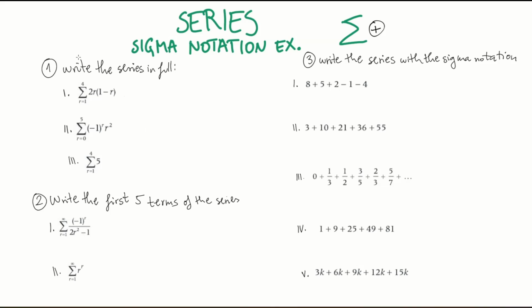Our first exercise says write the series in full. Our first example runs from 1 to 4, which means we start by substituting r for 1 for our first term. So our first term is actually just 2 times 1 times 1 minus 1 in parentheses. This is 0, so our first term is 0.